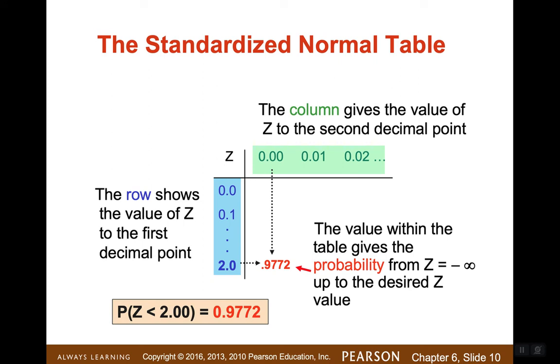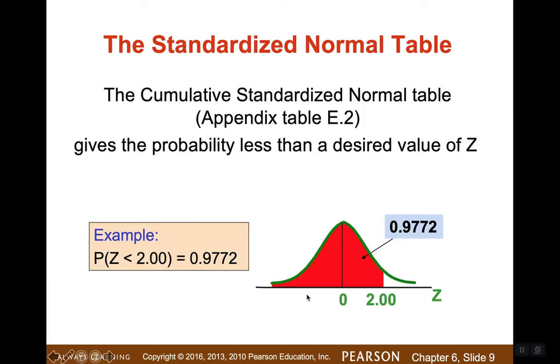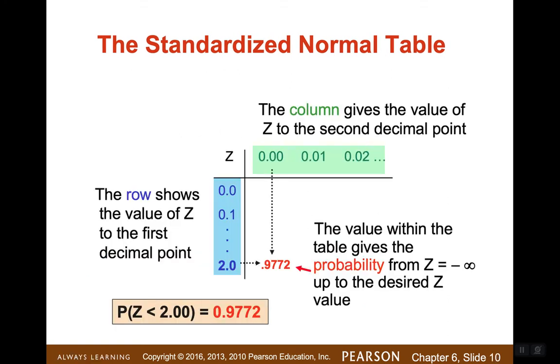How do we use this? When we do the calculation, we have a row and a column. In this case, we're saying the z value is 2.0. We'll go into the table, and the first decimal point we will use to identify the row, and then the column gives us the value to the second decimal point.